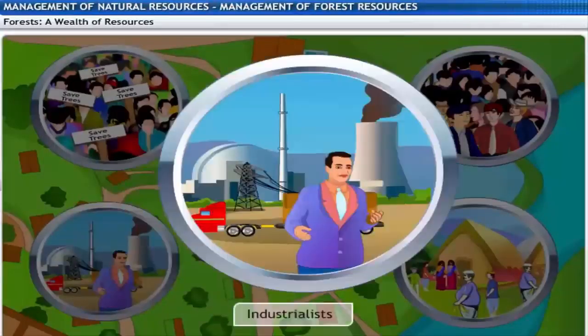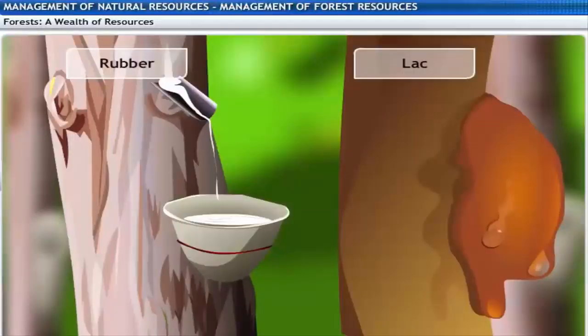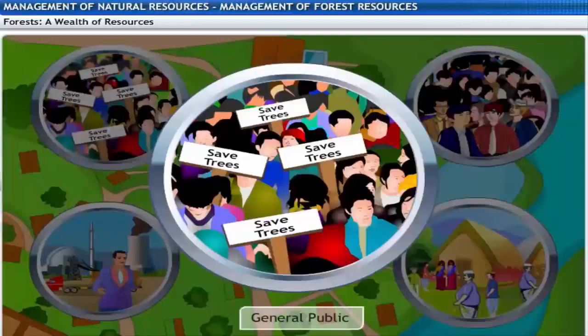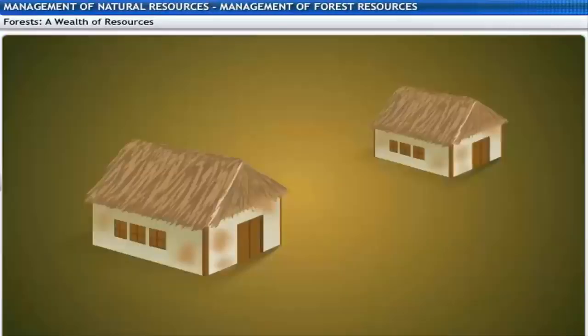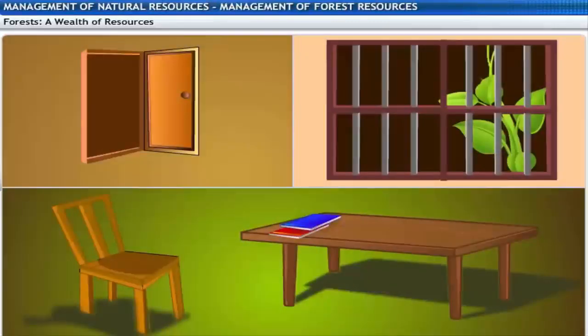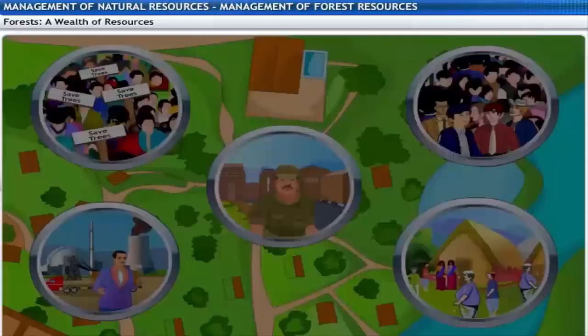Industries obtain raw material from forests for their factories. Forests support vital industries such as rubber, lac, and sports equipment. We use the timber from trees for construction, doors, window frames, and furniture. All the paper that we use also comes from trees.